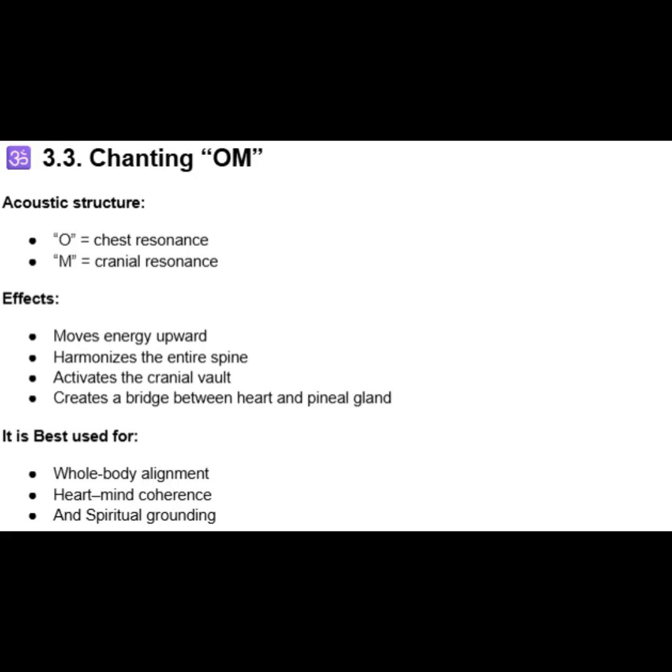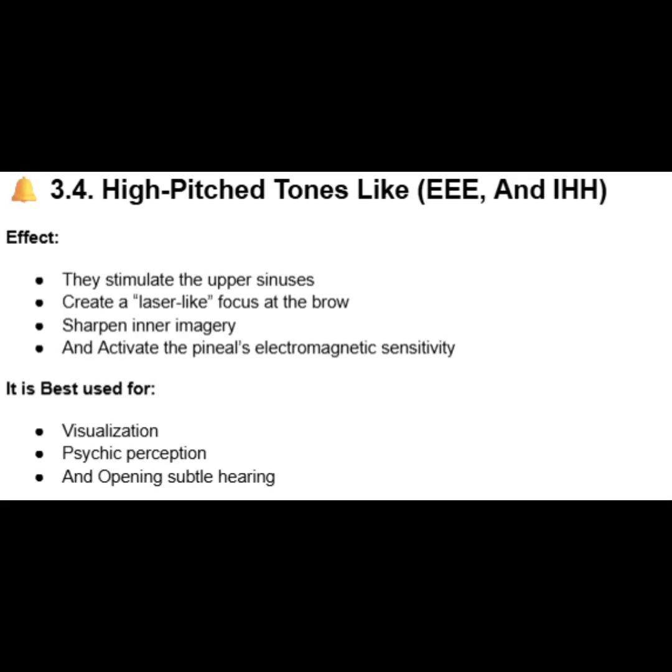3.3 Chanting Om. Acoustic structure. O equals chest resonance. M equals cranial resonance. Effects: moves energy upward, harmonizes the entire spine, activates the cranial vault, creates a bridge between heart and pineal gland. It is best used for whole body alignment, heart and mind coherence, and spiritual grounding.